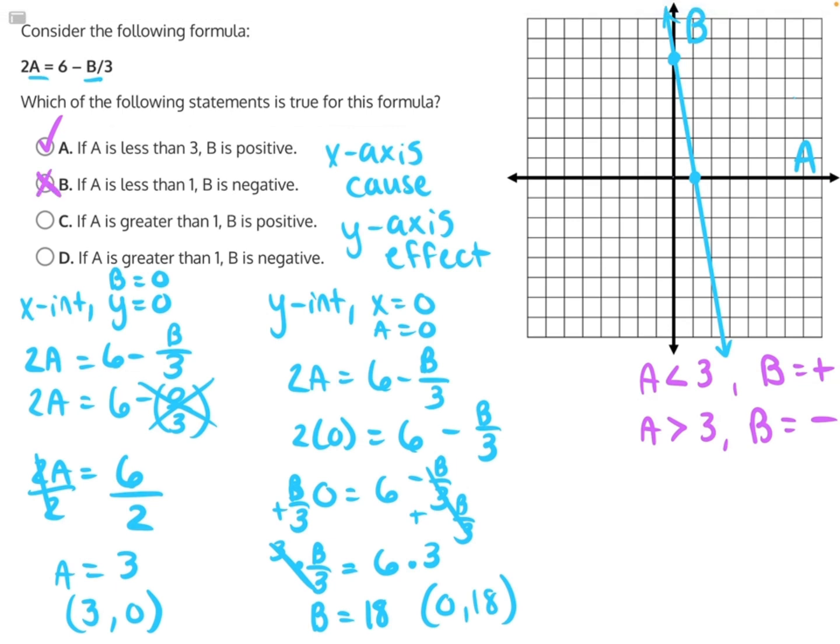C says if a is greater than 1, b is positive. Let's say we start here. That's somewhat true. Greater than would be to the right, and all of these values are positive, but once we cross that a equals 3, all of the b values then turn negative, making C incorrect. Then for answer choice D, if a is greater than 1, b is negative. Again, that's partially correct, because some of these values are positive until we reach a equals 3, and then b becomes negative. But it started positive, it wasn't negative the whole time, so that means D is incorrect and A is our only correct option.